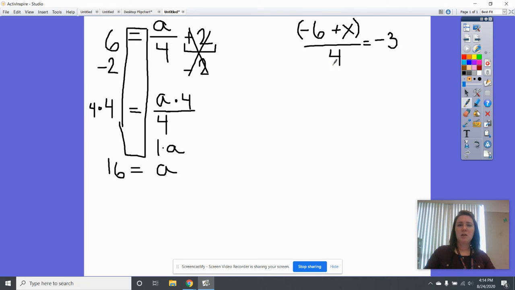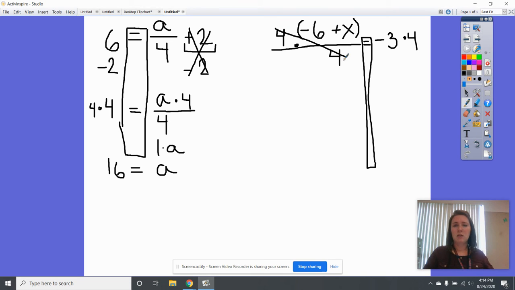So the opposite operation will undo divided by 4. The opposite of divided by 4 is times 4. So I'm going to multiply by 4 on both sides of my wall. Let's go ahead and draw that wall to help me remember. Now I have 4 on top of the fraction and 4 on the bottom of the fraction. 4 divided by 4 is just 1, so that's gone, because multiplying by 1 doesn't make a difference. So the only thing left is negative 6 plus x. I don't have to have parentheses there because there's nothing else around it. Then equals negative 3 times 4 is negative 12.